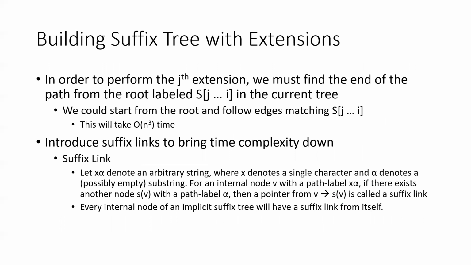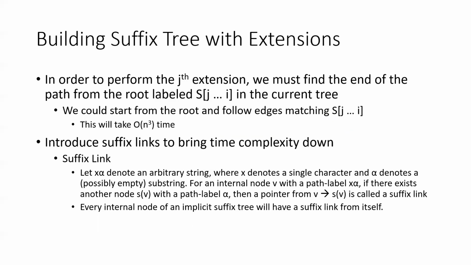we introduce something called a suffix link. Okay, what is a suffix link? It's pretty formal, but bear with me. A suffix link is given as follows. We let X alpha denote an arbitrary string, where X denotes a single character and alpha is a possibly empty substring. From an internal node V with path label X alpha, if there exists another node S of V with path label alpha, then a pointer from V to S of V is called a suffix link. And this is just a property: every internal node of an implicit suffix tree will have a suffix link from itself.